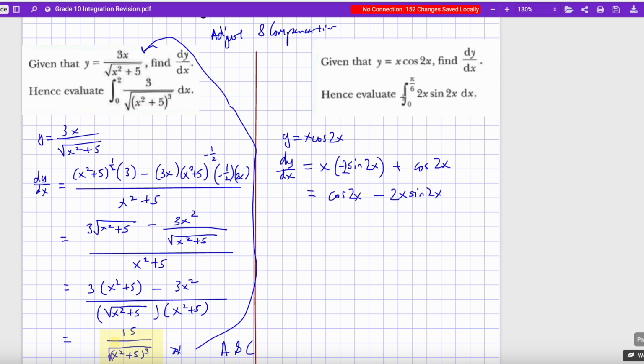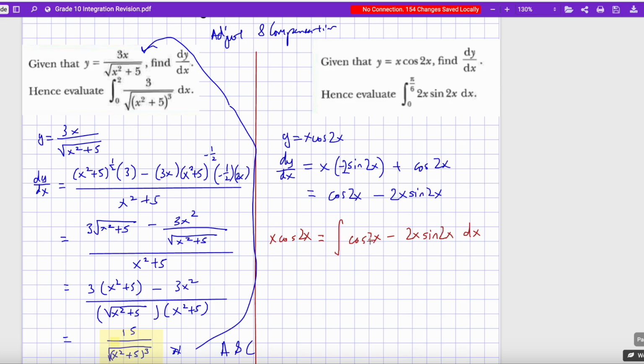Now, next part, we want to integrate 2x sine 2x dx from 0 to pi over 6. Notice they are not very similar because there is a missing cosine 2x. But no worries, we'll just go ahead and integrate the previous example. If we integrate cosine 2x minus 2x sine 2x dx, what we get back is actually the original function, x cosine 2x. Basically, they are the same thing.